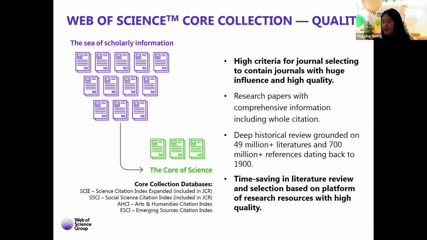In Web of Science, our independent editorial team helps us turn the sea of scholarly information into the core of science and research with high-criteria journal selection. This high criteria in journal selection helps make Web of Science contain not only journals and information with comparatively huge influence, but also high quality grounded on peer review.